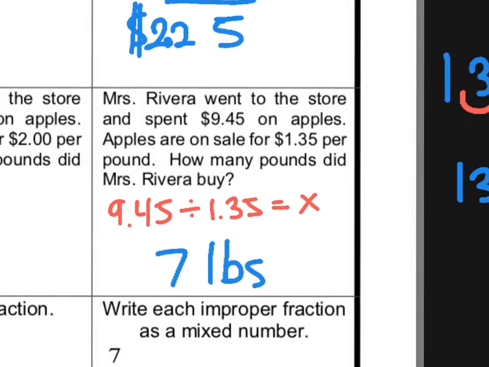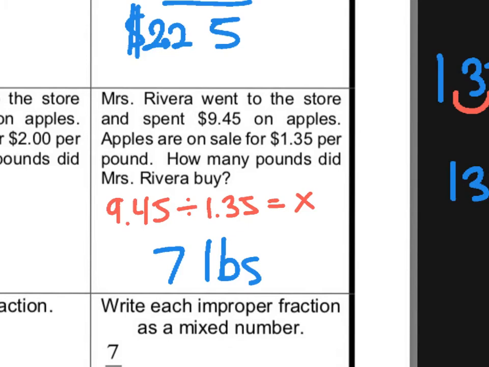Another way to do this, if you want to, is you can just do 1.35 and guess and check and just multiply by random numbers. And when you get to $9.45, that'll be your answer. Now that way will work, but it's not the most efficient way.